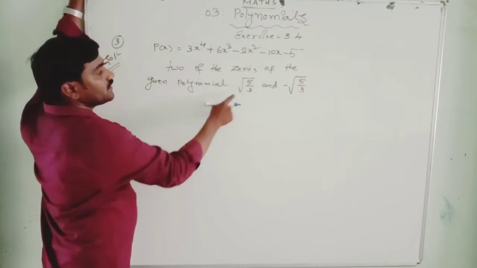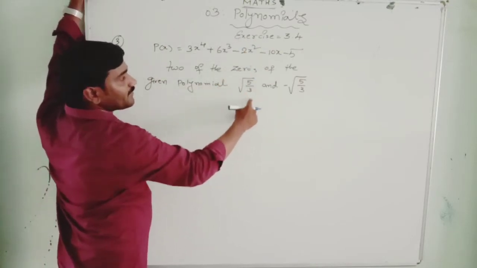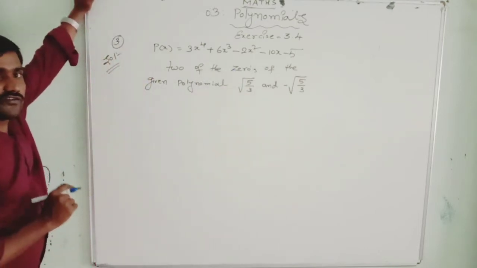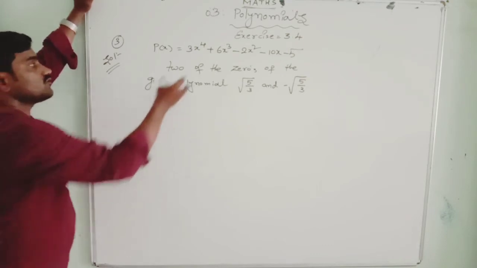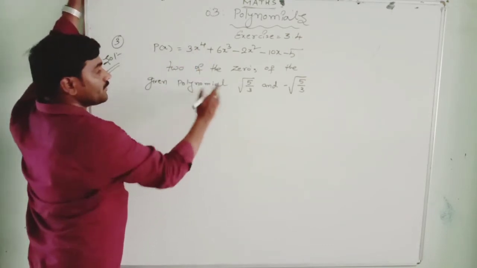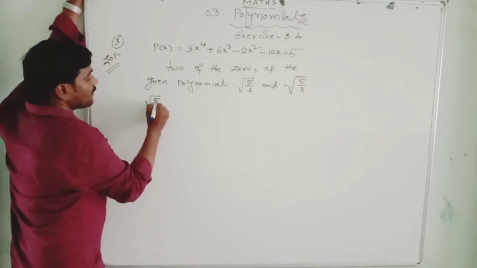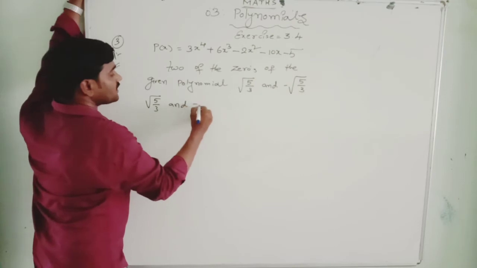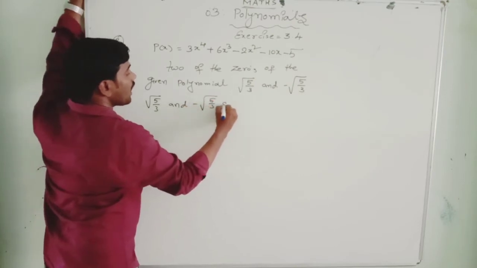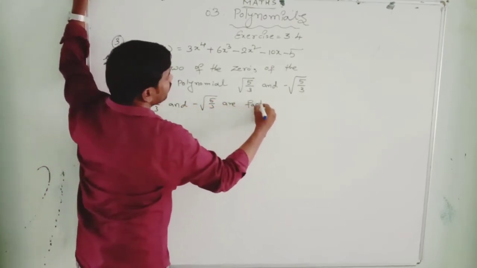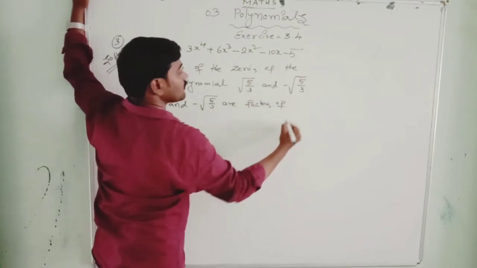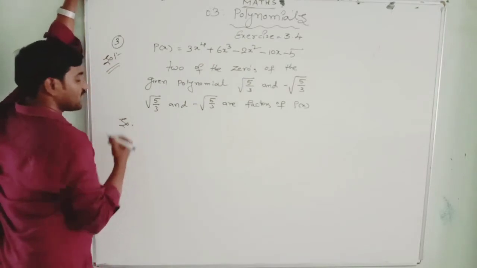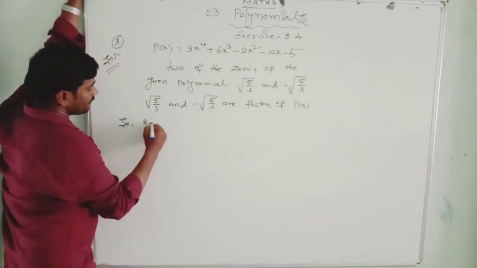0 of the polynomial you get. When you substitute in the place of x under root of 5 by 3, you will get 0 of the polynomial. In the same way, minus under root of 5 by 3 also, if you substitute, you will get 0 of the polynomial. So here, under root of 5 by 3 and minus under root of 5 by 3 are factors of p of x.